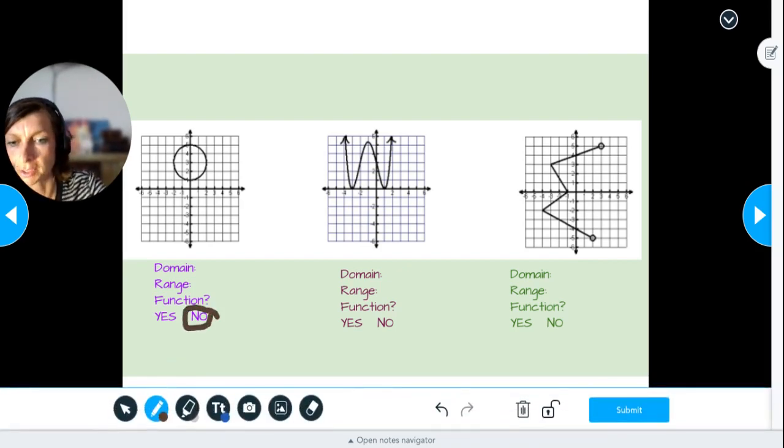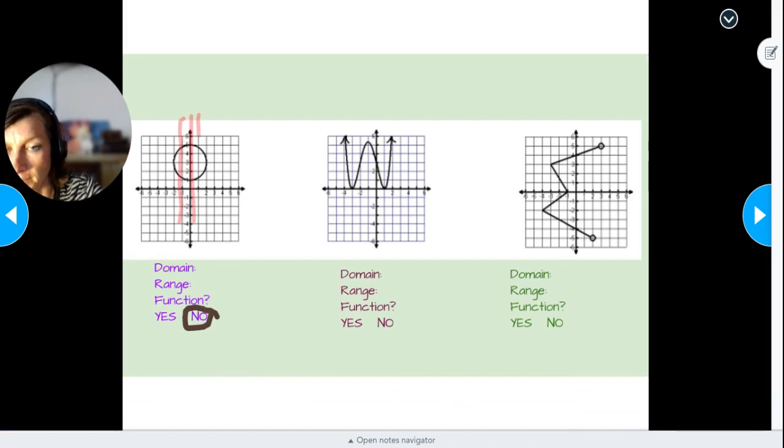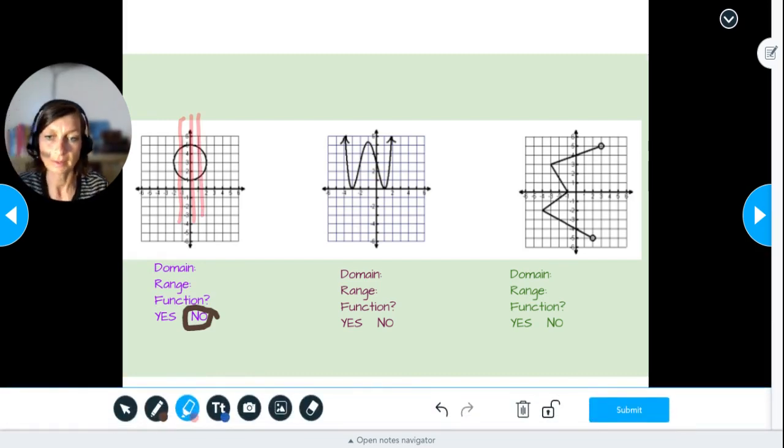That's not the question. Is it a function? No. Why is it not a function? And on every slide, it changes the thickness. So you have to decide what you want to do. So here, see how it fails? Yeah, the vertical line crosses the circle once and one more time. That's it. That's why it fails.